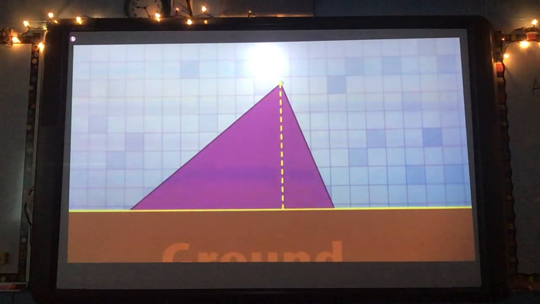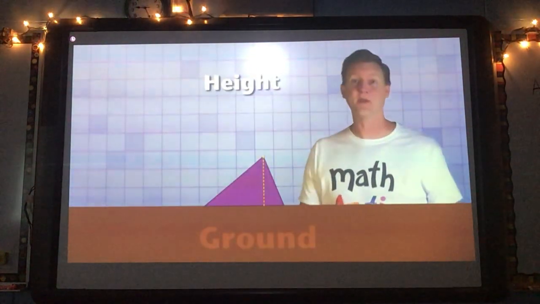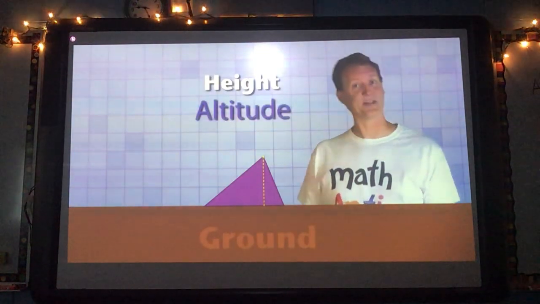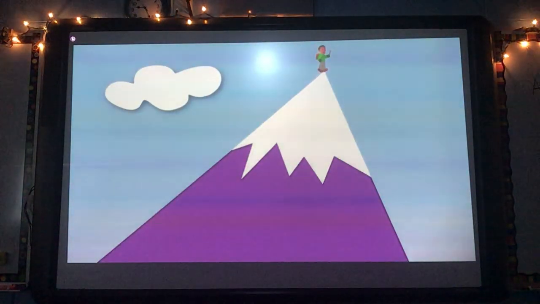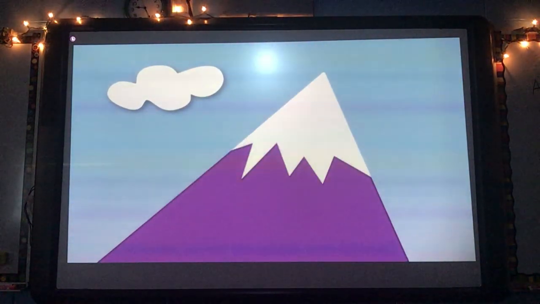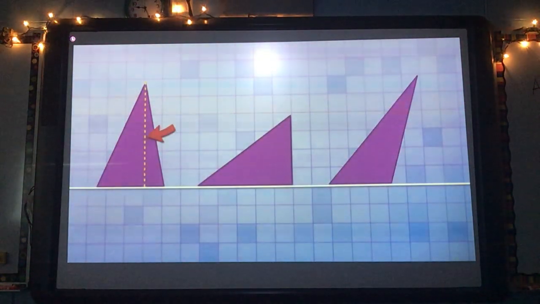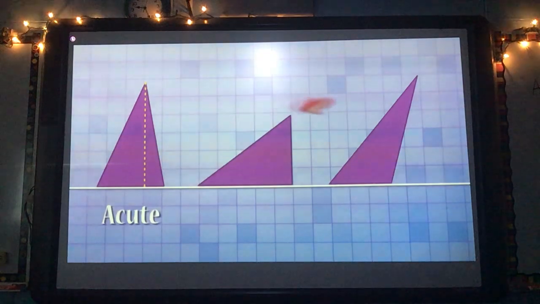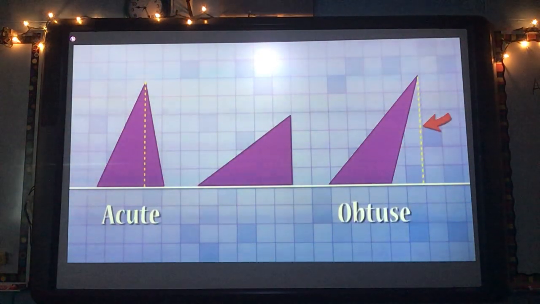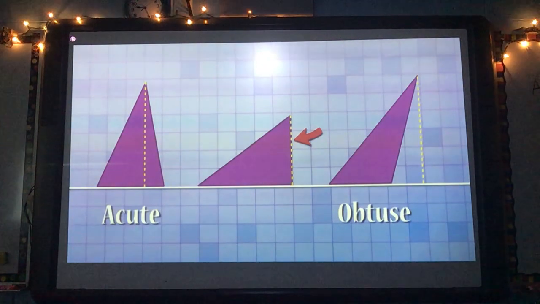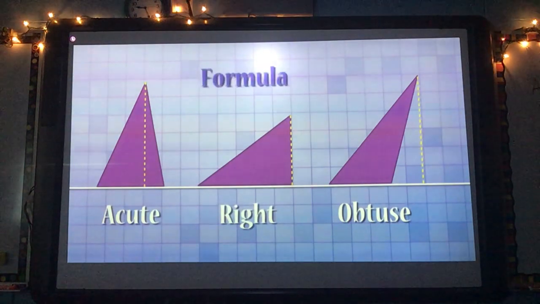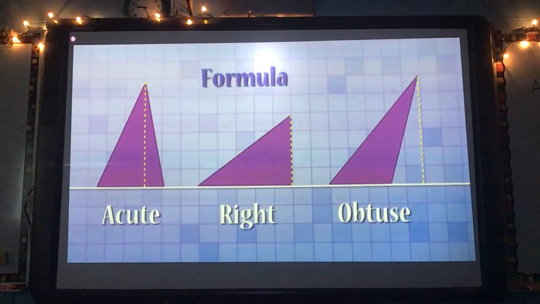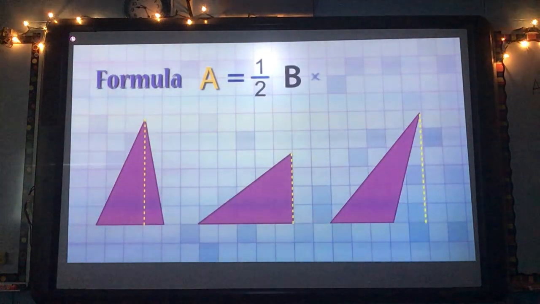The length of that line from the tip of the triangle to the ground is called the height of the triangle. Oh, some people call the height of a triangle the altitude, which makes a lot of sense if you pretend that your triangle is a tiny little mountain. Sometimes the height line is inside the triangle, like with an acute triangle. And sometimes it's outside the triangle, like with an obtuse triangle. And sometimes it lines up exactly with one of the triangle sides, like with right triangles. But no matter where it is, the formula for finding the area of any triangle is the same. Area equals 1/2 base times height.